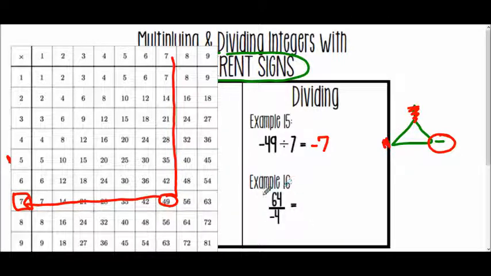So for example 16, is our answer going to be positive or negative? It's going to be a negative. Again, we're talking about different signs. And then, hopefully you found a multiplication table, our answer to 64 divided by 4 is going to be 16. So our final answer is negative 16. Let's try some practice problems.